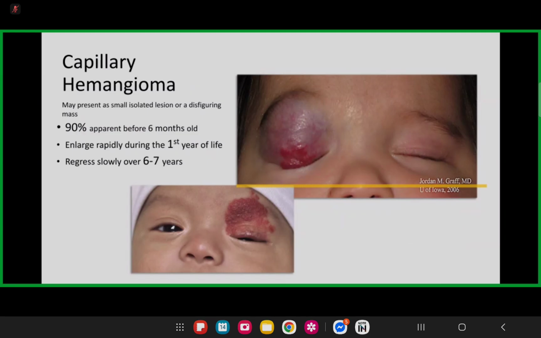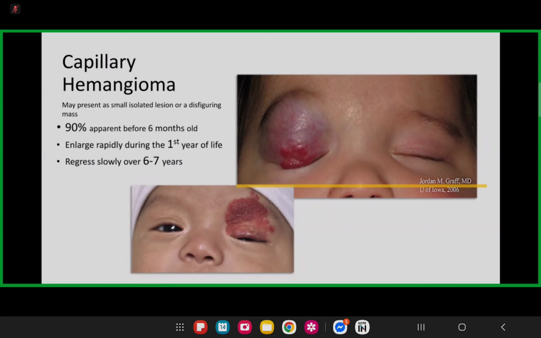So 30% are often noticed at birth or within the first year of life, and then 90% of them are apparent before 6 months old. And then it enlarges during the first year of life, then gradually slows or decreases over 6 to 7 years. So the initial treatment, or initial thing to do, would be just to observe and see if regression is happening.